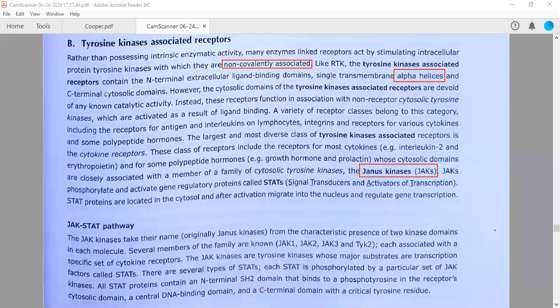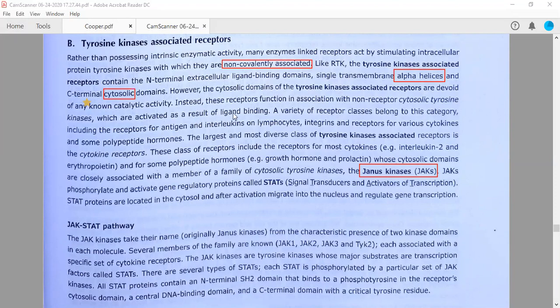And the C-terminal cytosolic domain does not have any catalytic activity. This is the cytosolic domain which is interacting with your Janus kinase. The cytosolic domain of the tyrosine kinase associated receptors is devoid of catalytic activity, so this is also important to note here. Instead, these receptors function in association with non-receptor cytosolic tyrosine kinases, which are called JAK kinases.